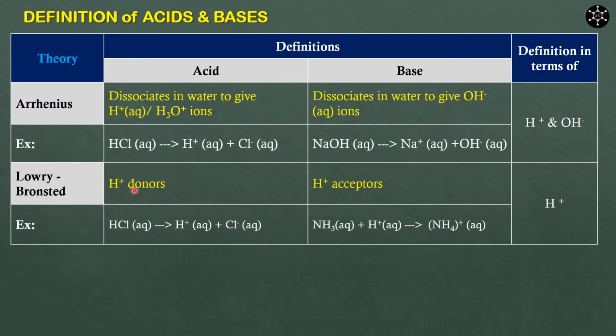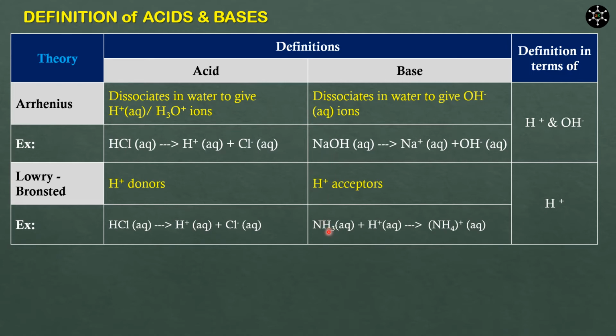According to Bronsted theory, bases are H+ acceptors. Example, when ammonia is treated with H+ ion, it gets converted to ammonium ion. Here, ammonia is not having OH- in it, so ammonia cannot act as Arrhenius base but is a Bronsted base.